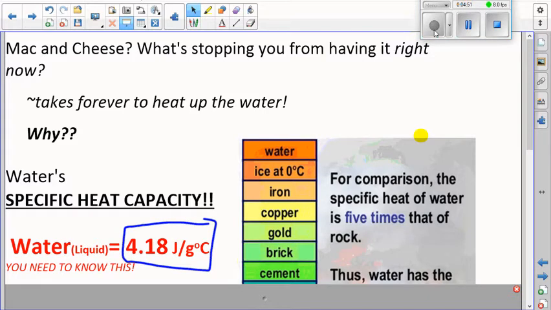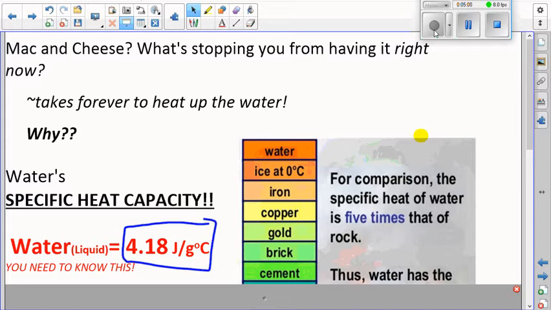4.18, 4.18, 4.18. Okay? Burn that into your brain.